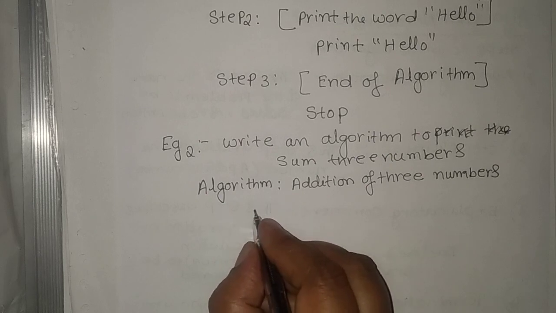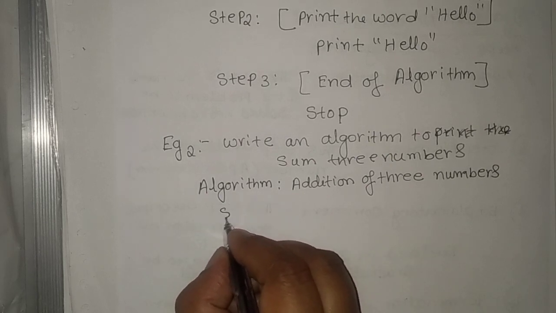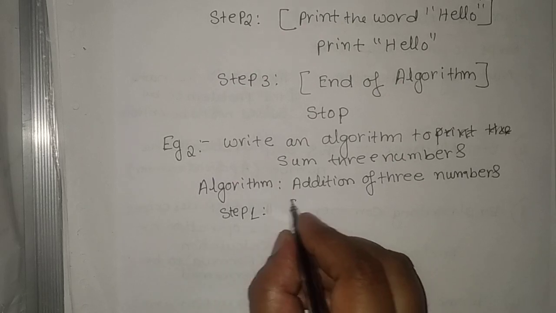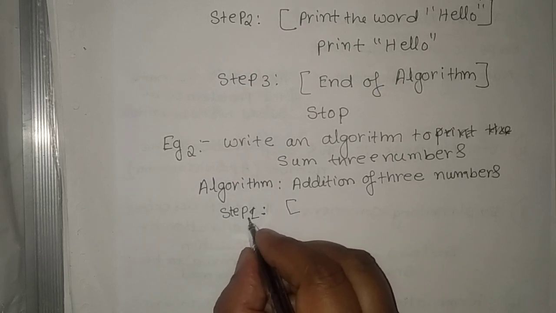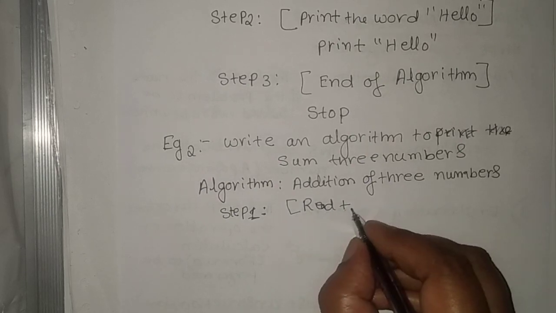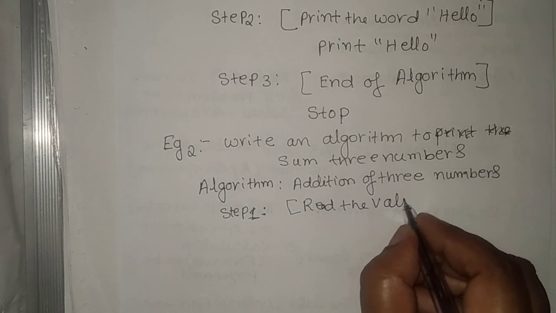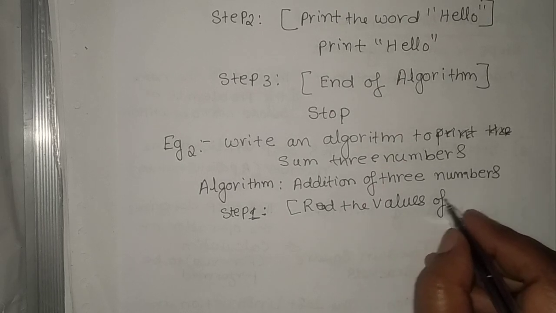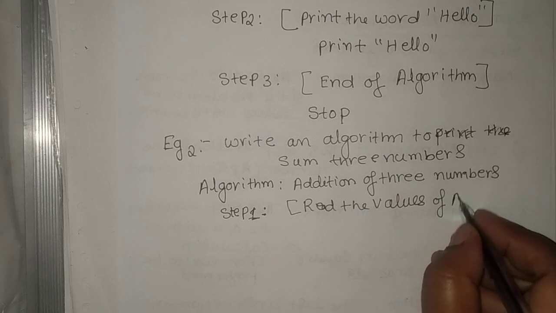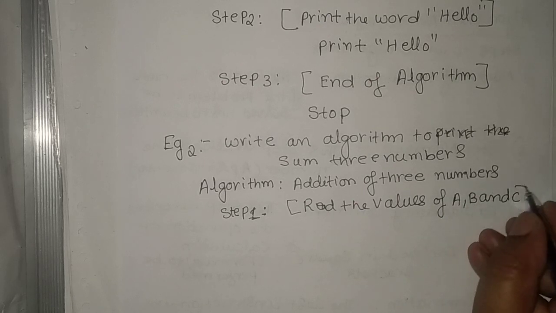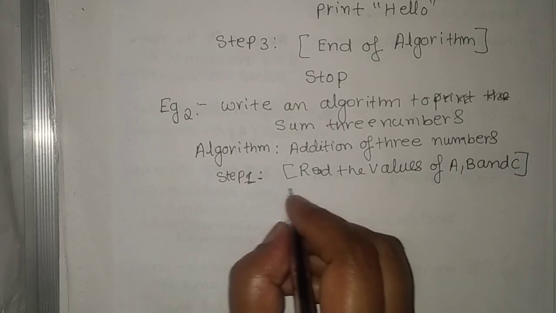Next is step 1. Step 1 is read the values. Read the values A, B and C. So A, B and C.